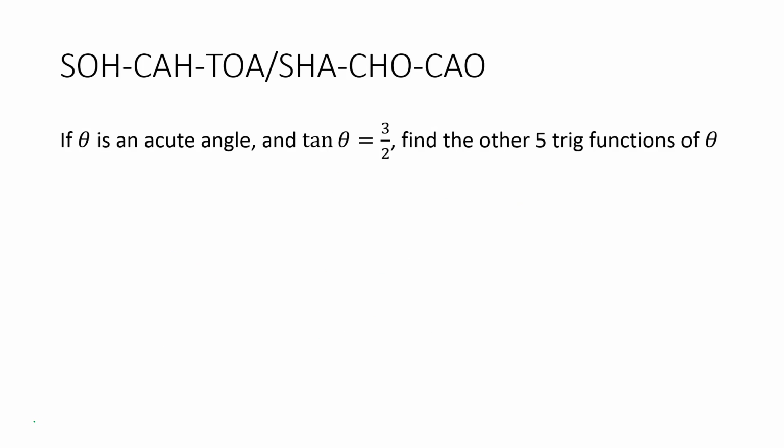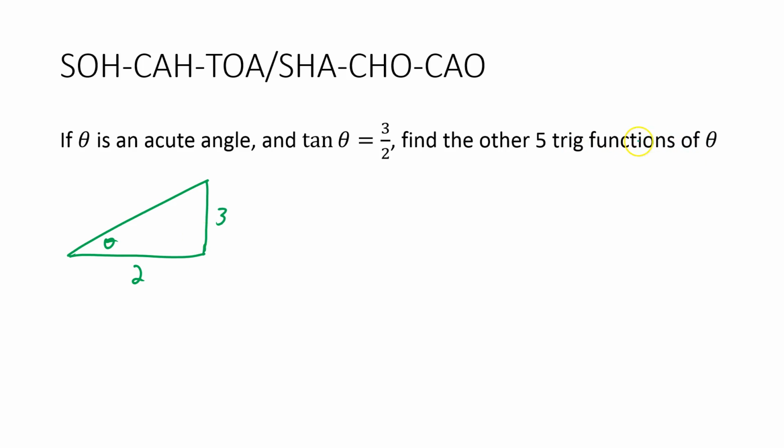All right, if theta is an acute angle and tangent is 3/2, we're going to find the other 5 trig functions of theta. So I'm going to make a triangle here. I'm actually going to try to make it relatively correct. So here's theta. Opposite over adjacent is 3 over 2. Of course, I didn't do it right. The 3 should be longer.